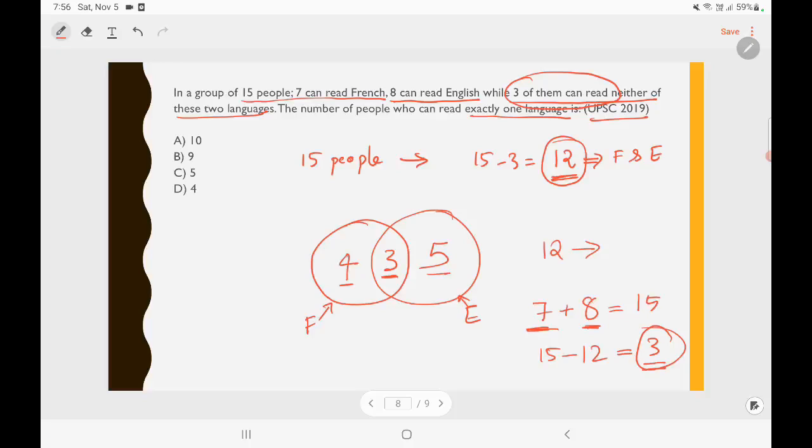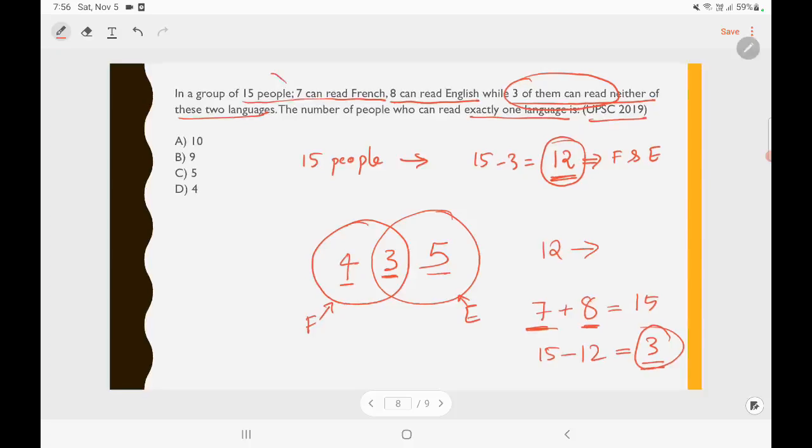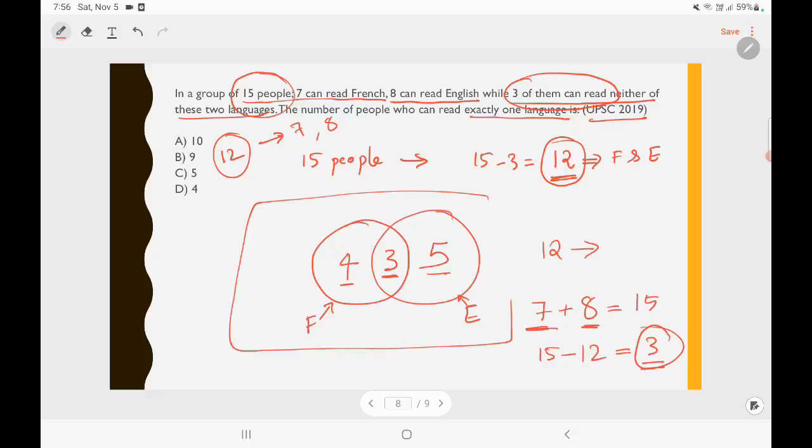So you shouldn't take it as 15. That is one common careless mistake that you can make. It is given that even though the group consists of 15 people, 3 don't read French or English. So you shouldn't consider those 3. You should only consider 12 people. And out of these 12 people, 7 can read French and 8 can read English. That's why our diagram came like this.